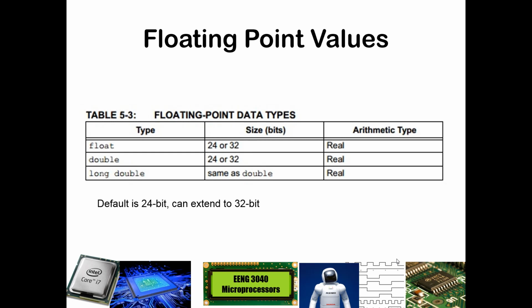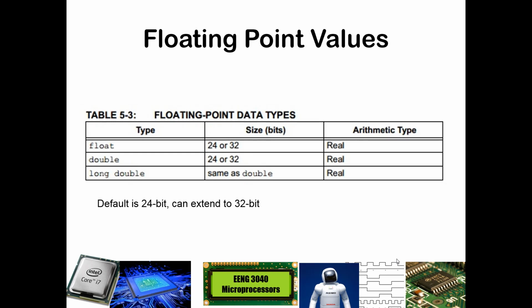Floating point. So now here's something else that we have not used before. You now have the ability to use values that are not integers. And so in this case, you could have 23.5, 52.8, whatever it happens to be. And so these will use floating point arithmetic. And you can actually specify whether it's 24 or 32-bit.